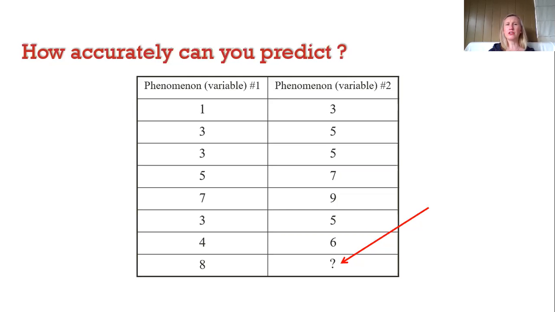Let's have a look here. Same sort of scenario, two variables, and we've got numbers in each variable column. Every time variable 1 is a 1, variable 2 is a 3, which is 2 more. Every time it's a 3, variable 2 is a 5. Again, I'm seeing an increase of 2 for each data point in variable 1. So if I have variable number 1 as an 8, what can we predict that question mark will be in variable number 2? You said 10, you're correct.